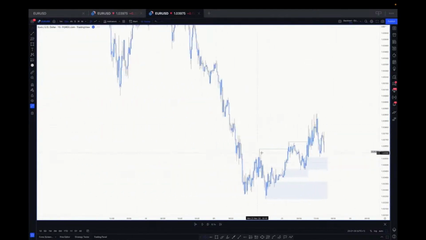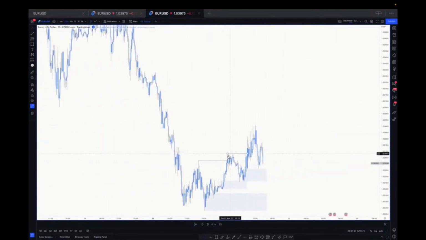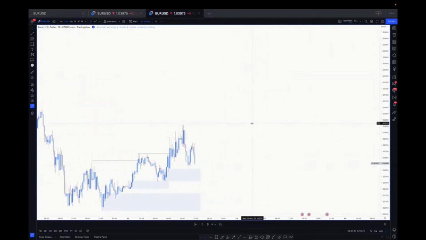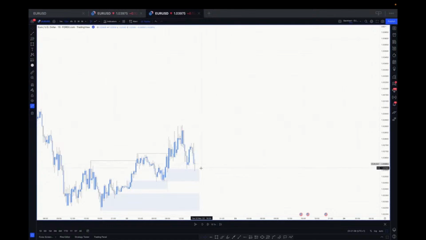So we've seen, of course, a change of character. We've also seen a break of structure. So what do we expect? We expect the market to pull back into our demand zone, and then we look for an opportunity to take the trade, rather, and push it higher, right? So let's see what we get. Okay, so we've tapped into the zone.